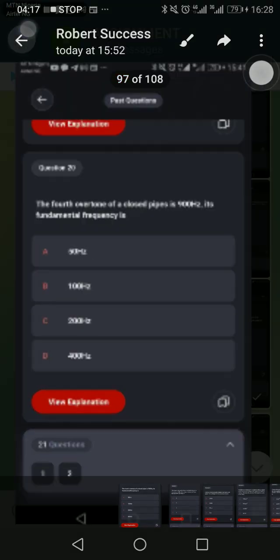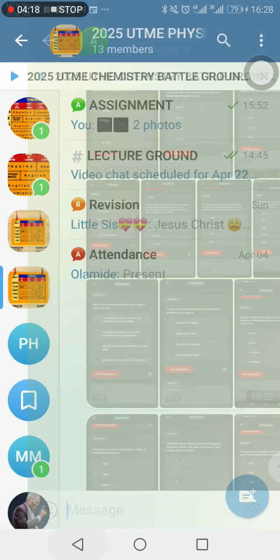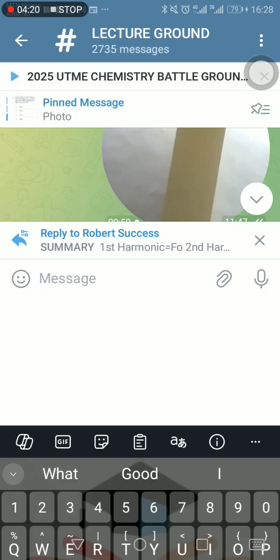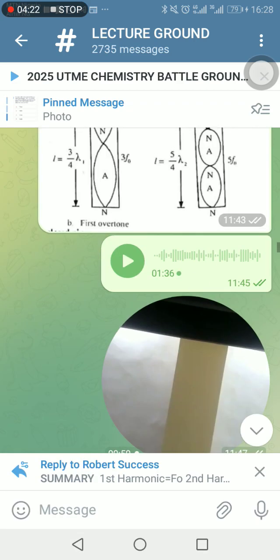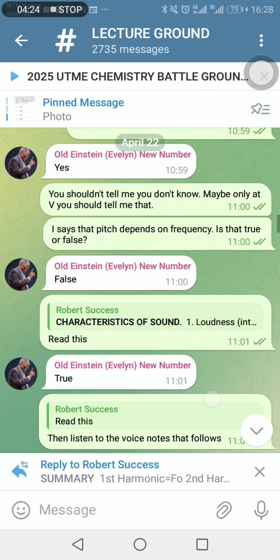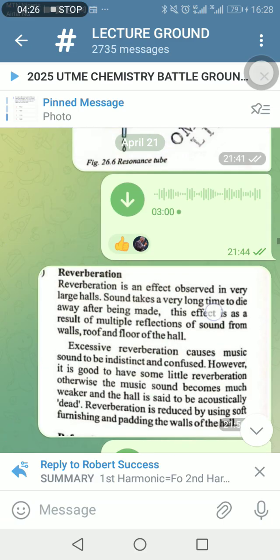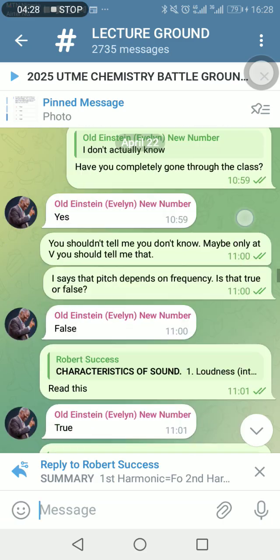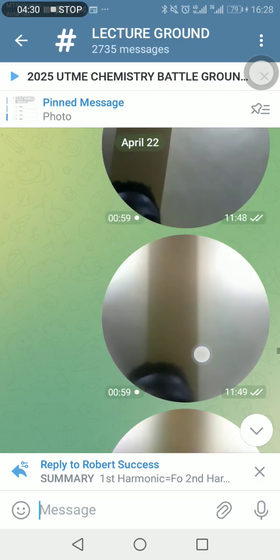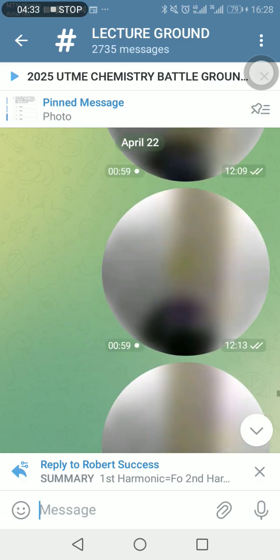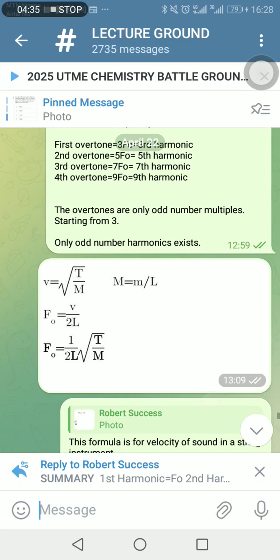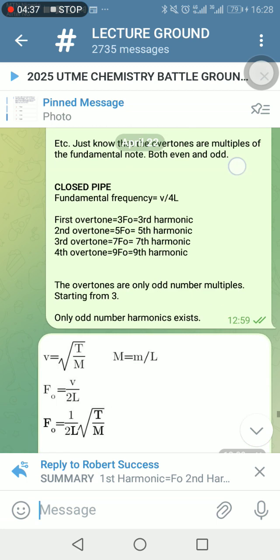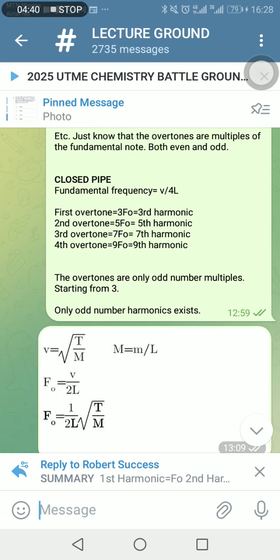I summarized it here. Let me go to my summary. Remember the question asked about a closed pipe. Where is my summary on closed pipes? So for closed pipes, this is what you have here. The fundamental formula is V over 4L, but we're asked to find the fundamental not using that formula.